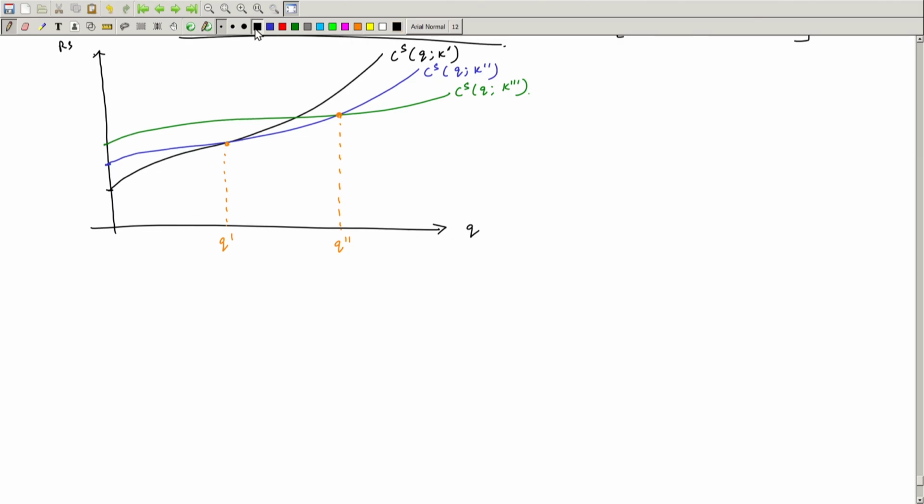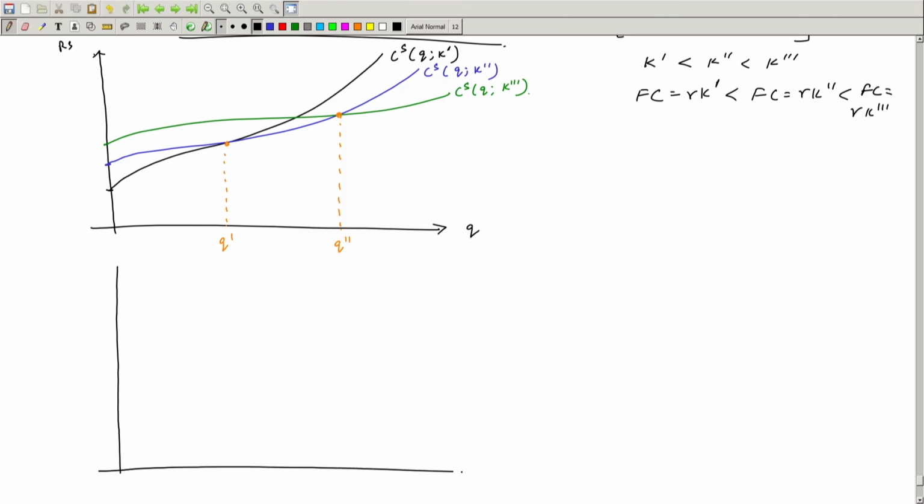Okay. So, I am going to use the graph on the top to identify and draw the average cost curves. This is about k prime less than k double prime less than k triple prime. So, fixed cost in the k prime case is less than the fixed cost in the k double prime case, which is less than fixed cost in the k triple prime case, which is the same as before. So, I want to draw the average cost curves.